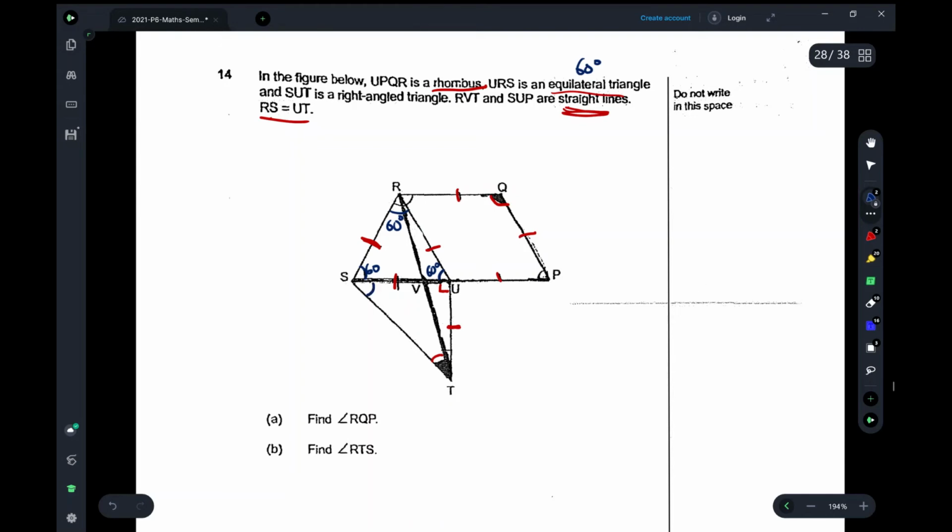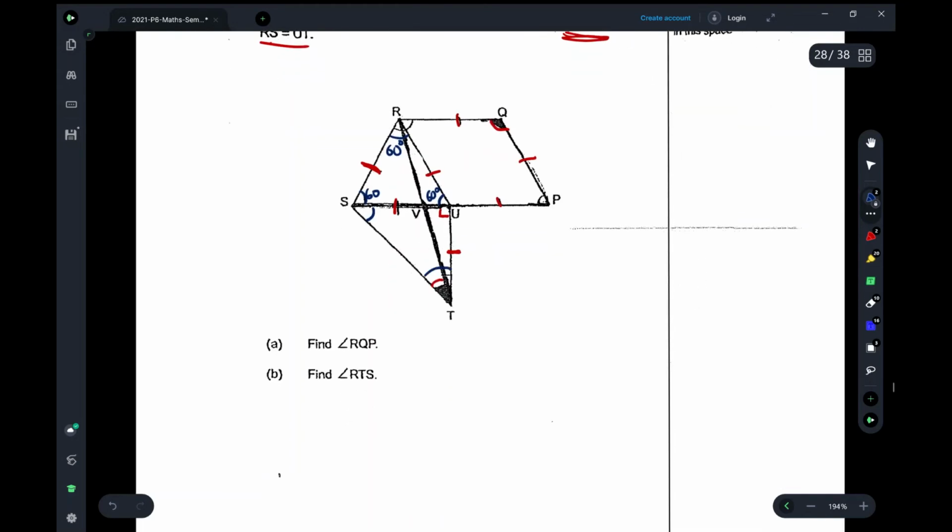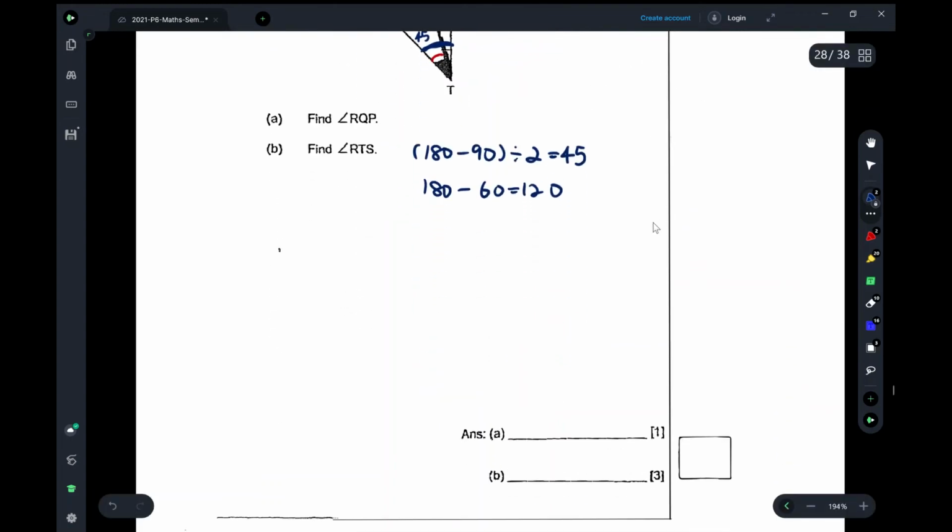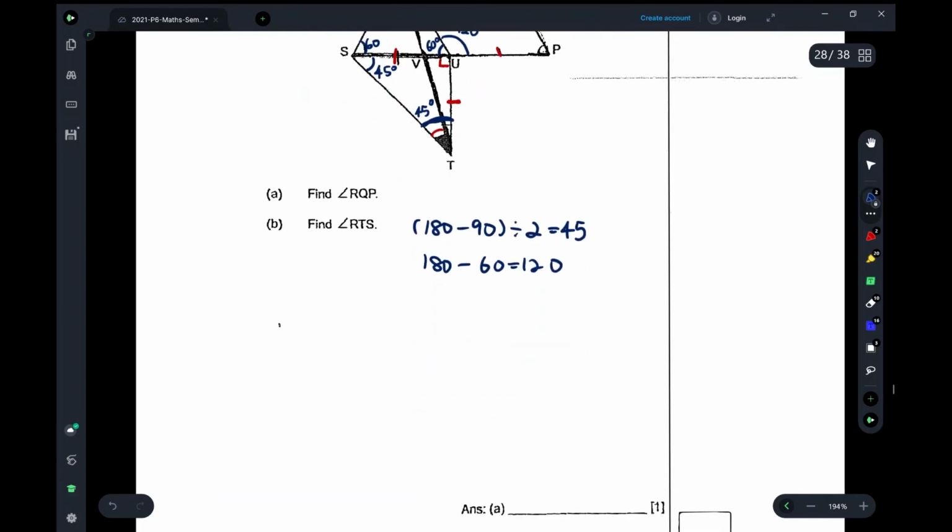Okay, so I can label this as well as this entire thing. So 180 minus 90 divided by 2. So this part here is 45 degrees. This entire chunk is 45 degrees. Okay, so if this is a straight line, I can label this. 180 minus 60 equals 120. Rhombus opposite angles are equal, so this is also 120. Okay, so we have found RQP. So this is 120 degrees.